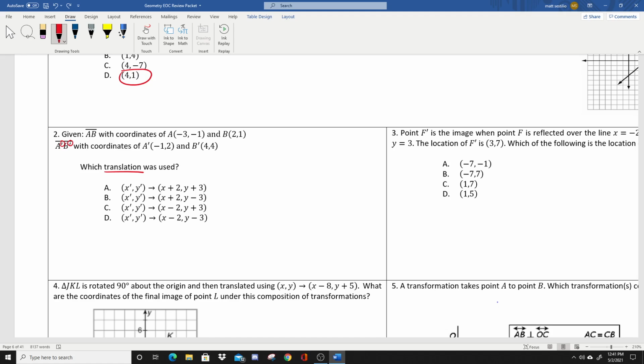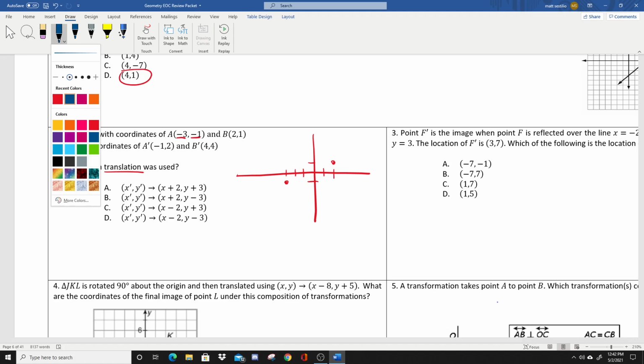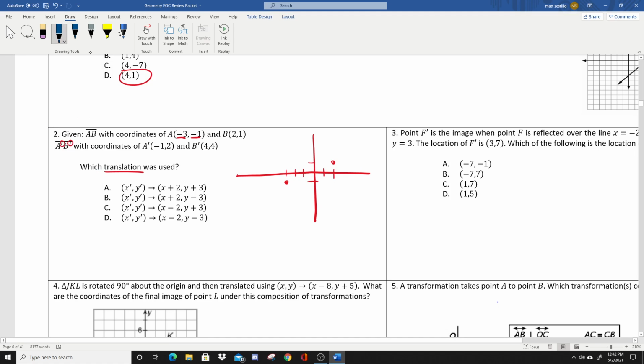But let's just pick one point. We're at (-3, -1) for A, and we're at (2, 1) for B. Yeah, I'll graph it for you. Then new A goes to (-1, 2), and new B goes to (4, 4). So there's AB, that's the new one, the blue one is the new one, and the red is the original line segment. So we really just have to pick one.